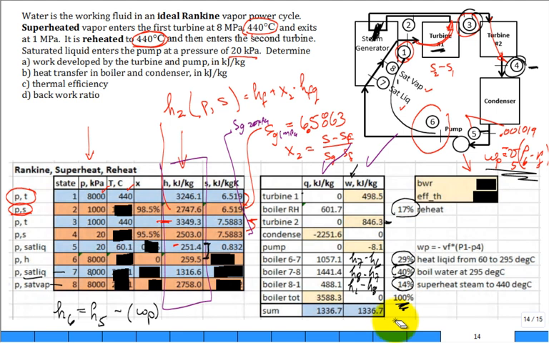I double checked that my sum of my Q's and the sum of the works balance. I calculate my back work ratio. Excellent. 0.6%, less than 1%. Great. And the thermal efficiency nudges up just a little bit more.